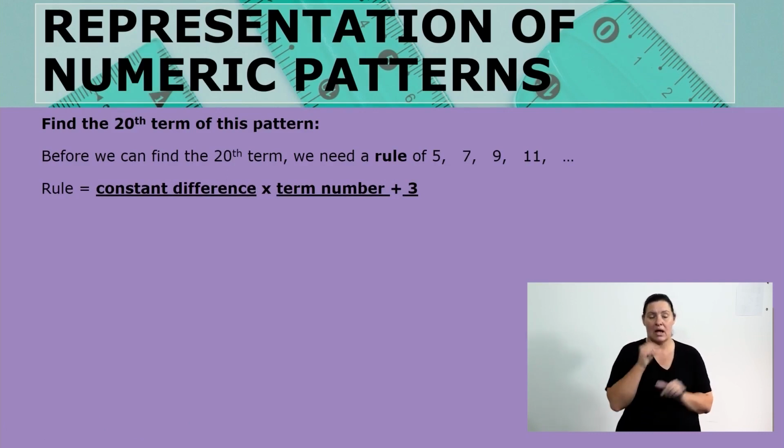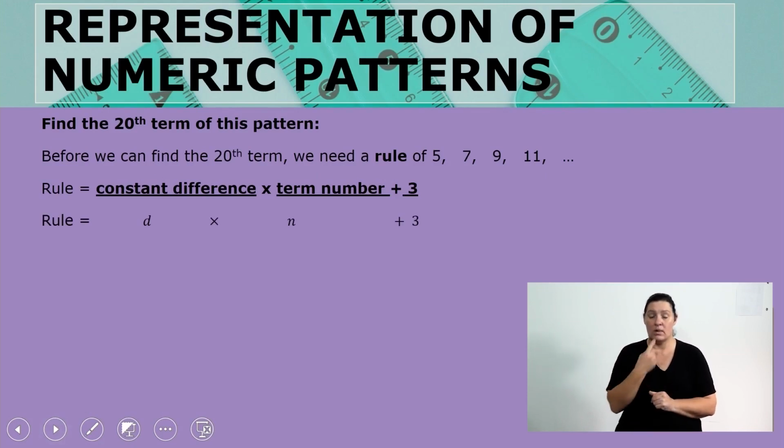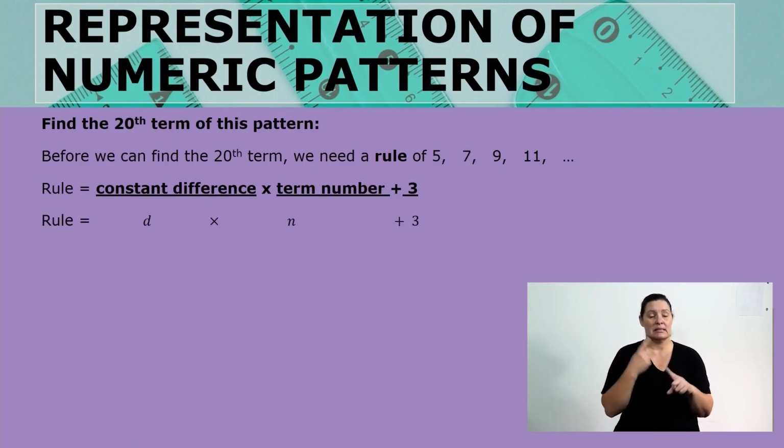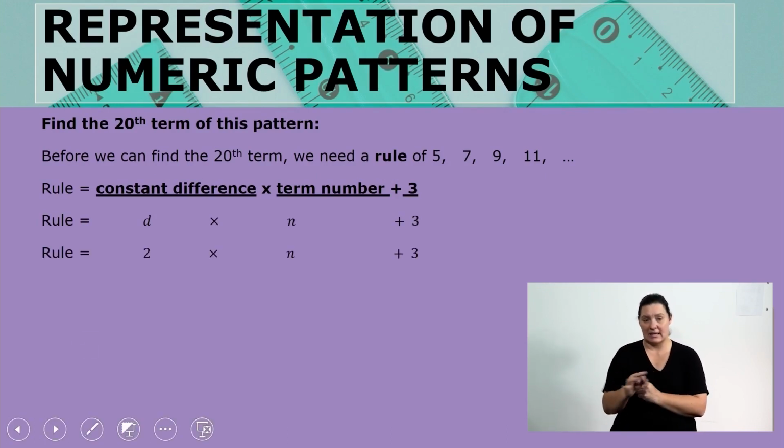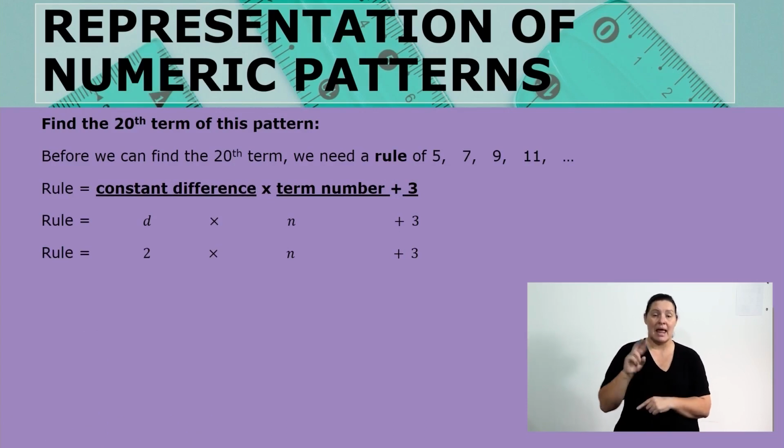We are going to take the constant difference, multiply it with the term number, and then we are going to add 3. Let's look at where this 3 comes from. So we are going to say the difference multiplied by n, which is the term number, and we are going to add 3. Our difference here we saw was 2. We are going to multiply that by n, and then we are going to add 3.